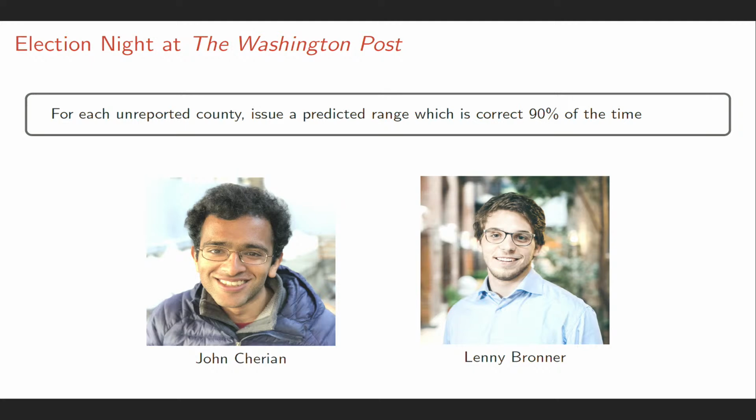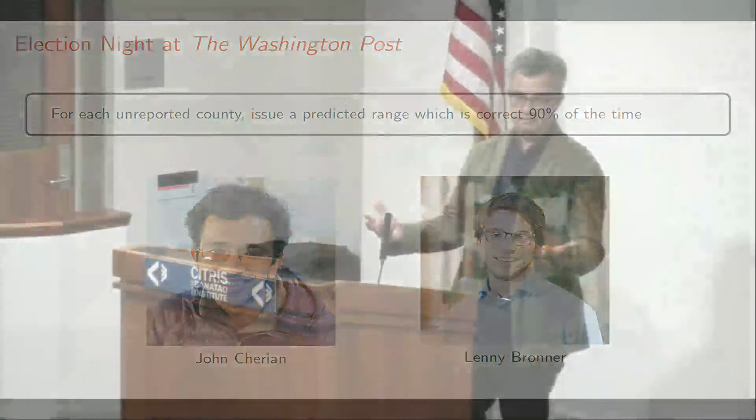But because the cost of being wrong is high and you want to be very honest about what you know and honest about what you don't know, what they set out to do is to try to report a range of predicted values that would be correct most of the time. And so the goal they set for themselves was not to report point estimates, but rather a range of possible values that would include the true vote count, that is already in the box, by the way, 90% of the time. Okay, and so to do this, they used a lot of the ideas that you're going to hear about today.